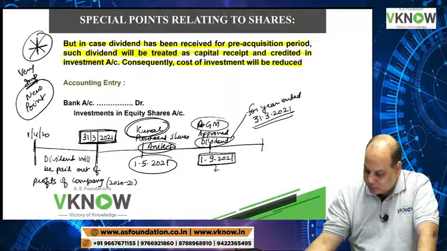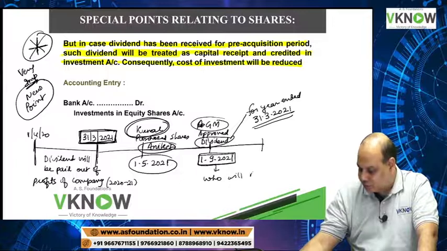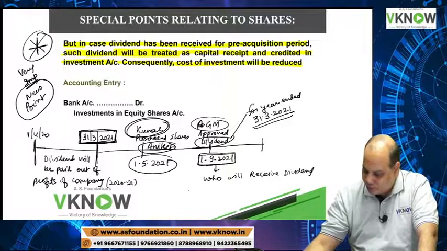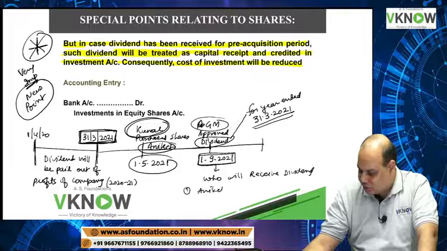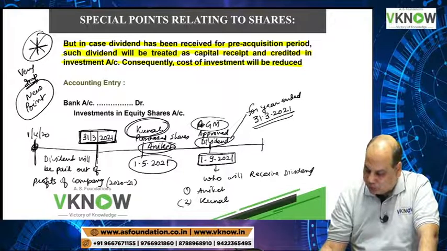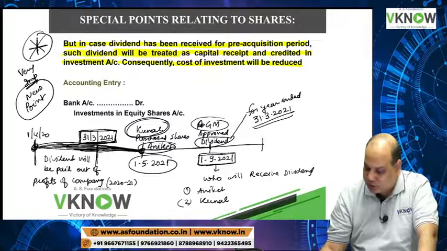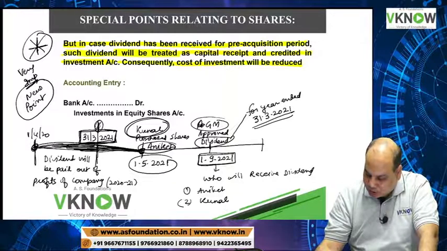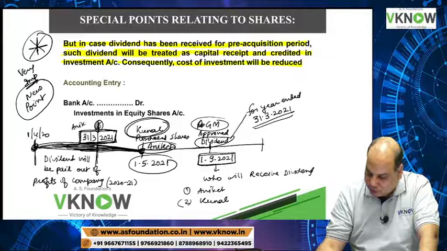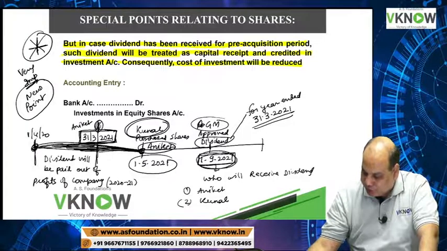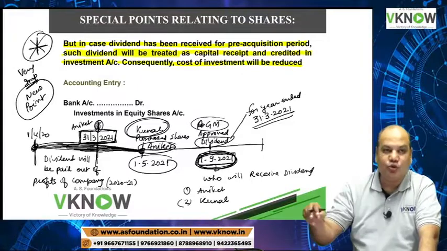on 1st September, who will receive the dividend? The previous shareholder, Aniket, or the current shareholder, Kunal? Kunal was holding shares from 1st May onward. Aniket was holding the share from 1st April 2020 till he sold it to Kunal on 1st May 2021, which means on the balance sheet date of 31st March, it was Aniket who was holding the share. But when the AGM declared the dividend, it is Kunal who is holding the share.